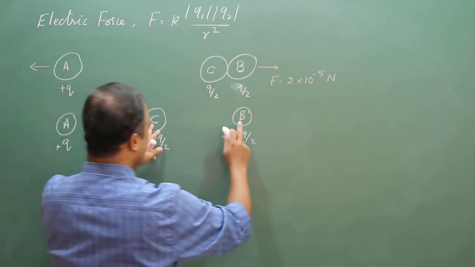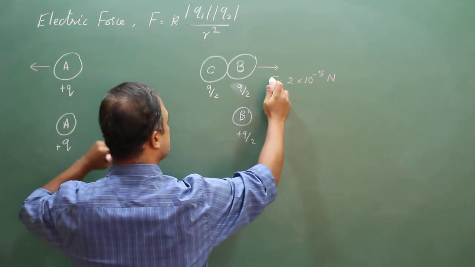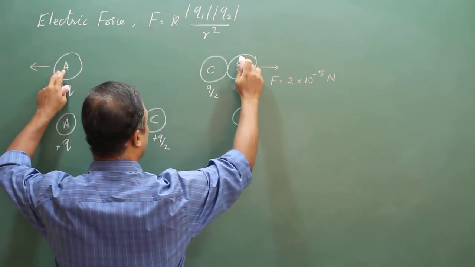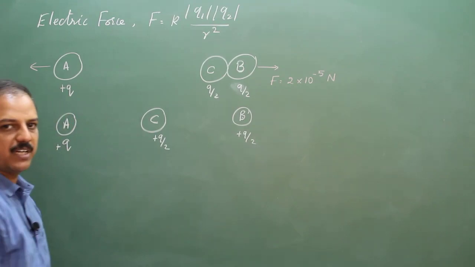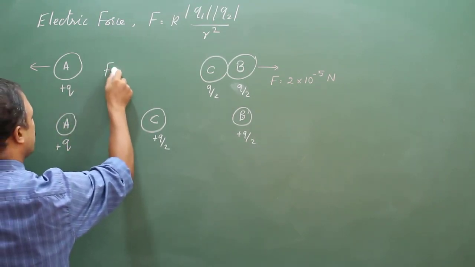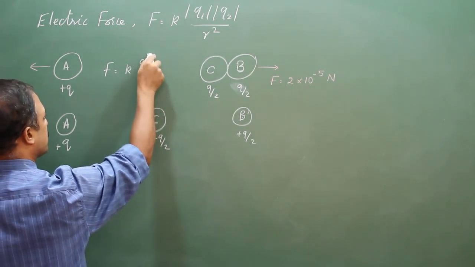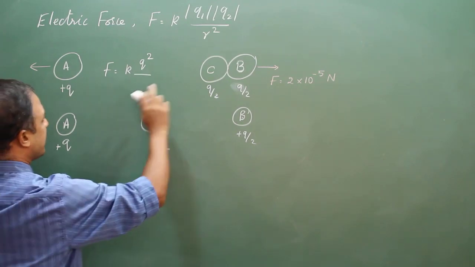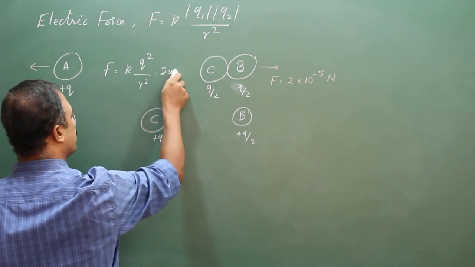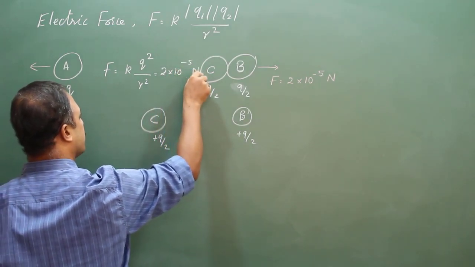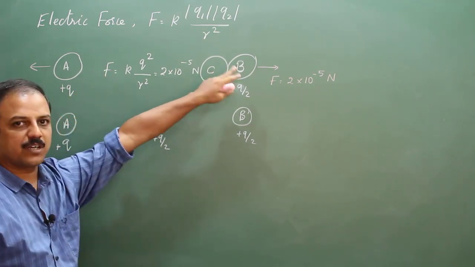Now we already know that before contact, the force between A and B, when B had only Q, was F equal to 2 into 10 to the power minus 5 Newton. So I can write that force is equal to K times Q1 Q2, that is Q squared, by, if I take the distance between A and B to be R, R squared, and this is 2 into 10 to the power minus 5 Newton. This was the expression before bringing C in contact with B.